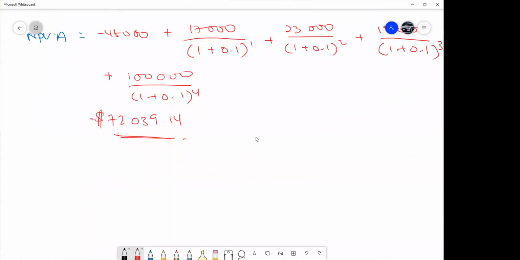Before I move on to NPV B, you could use the financial calculator to count NPV actually. But it's very complicated. Let me show you the calculator way first. Click CF, then second, clear work. Then click CF0. You see CF0, you enter. You click in 45,000, put plus minus, then you click enter.